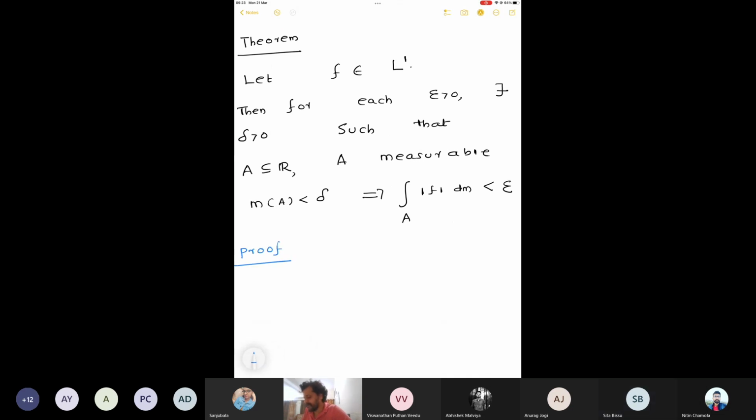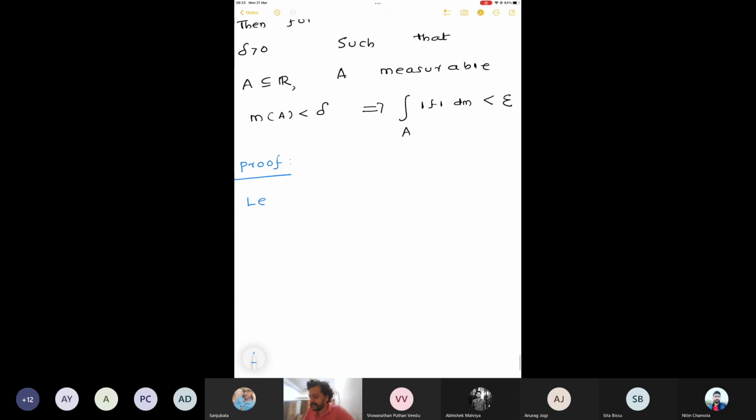Yes. Now let us prove it. I will prove it in two steps. Given function is only in L1. Nothing is told about its boundedness. First, I will assume f is bounded and I will prove the result. And in the second step, I will go for a general function which may not be bounded. Let epsilon greater than 0 be given. I have to produce a delta having this property: measure is less than delta implies integral is less than epsilon.